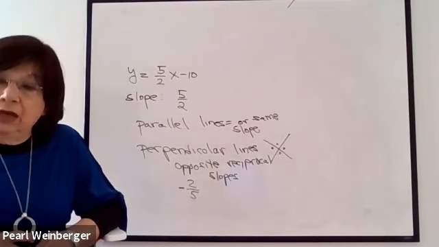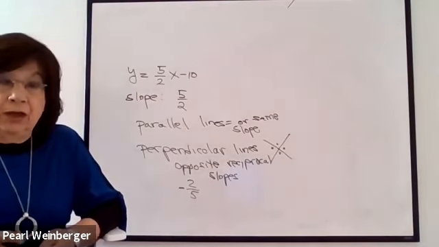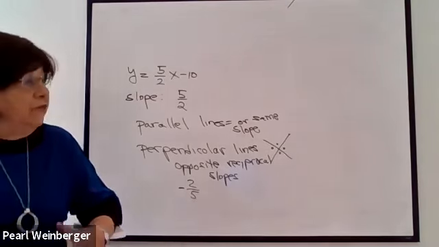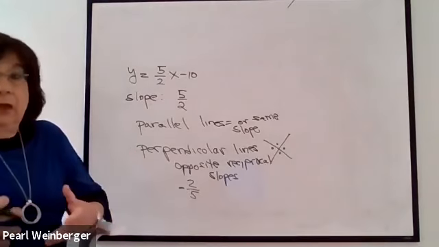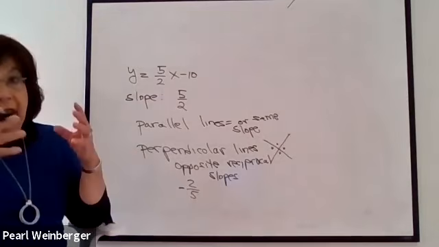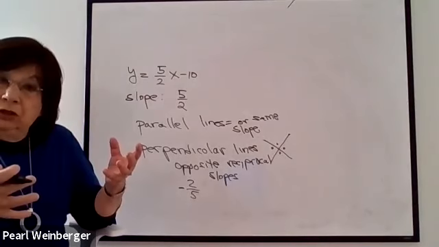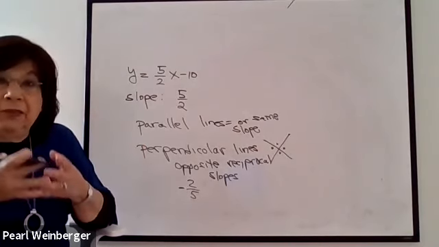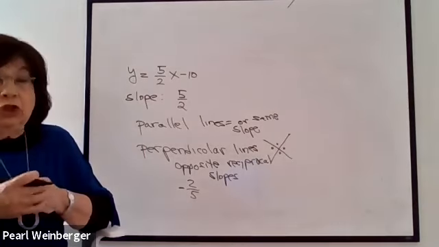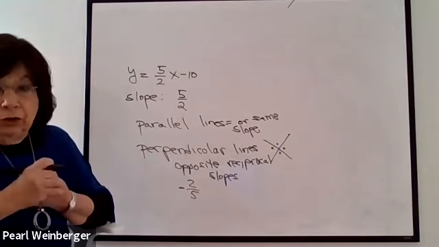Yes, you do have to know how to graph a line. Yes, you have to know how to put it in the y equals mx plus b form. Yes, you have to know how to find its intercepts. But the most important thing you have to be able to do is take a description of a line, and from that description, write the equation of a line. And I'm going to show you how we can go about doing that.